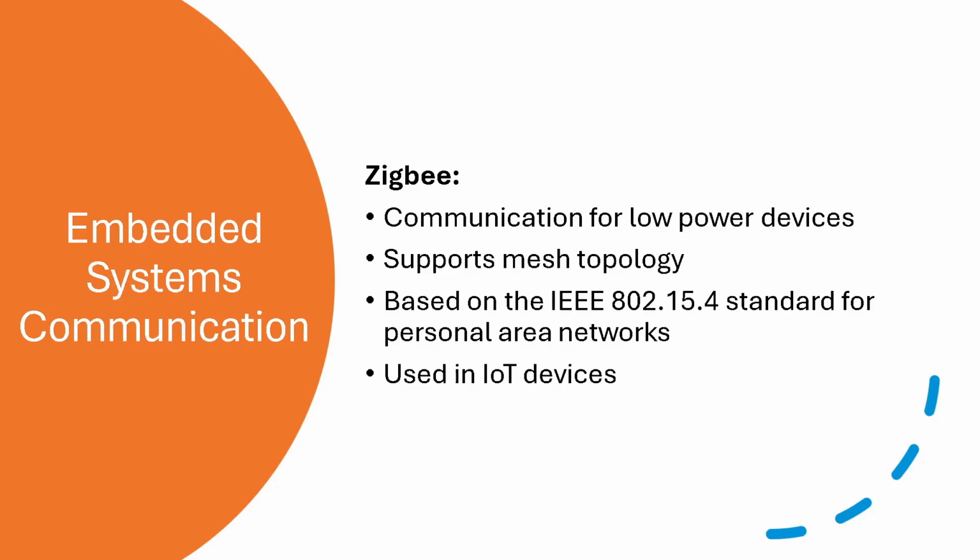Zigbee. Zigbee is a specification of high-level communication protocols using low-power digital radios based on the IEEE 802.15.4 standard for personal area networks, or PAN. It is ideal for battery-operated devices since it has a low power consumption, and it supports mesh topology, enhancing network reliability and range.